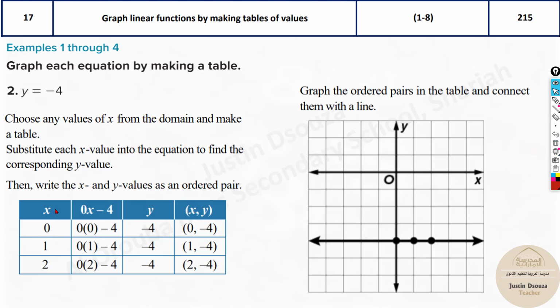So it doesn't matter what x value you choose. You cannot substitute over here because x is 0 over here, so it's 0x. Ignore that. Just write y is minus 4. You don't need to do all this detailed table. Just x and y is more than enough. This is the ordered pair. If you want, you can do it. With only x and y, you can easily plot it up.